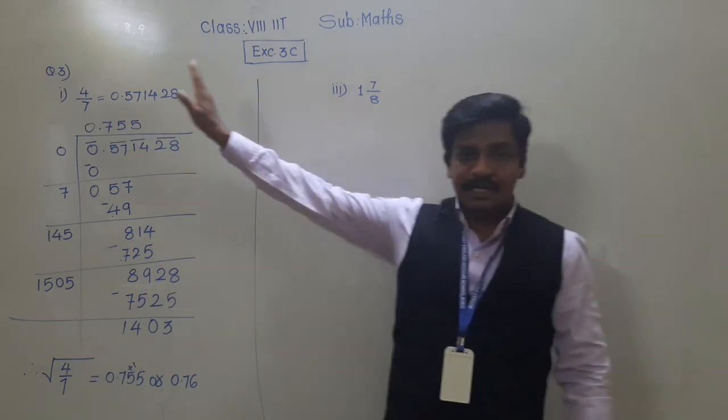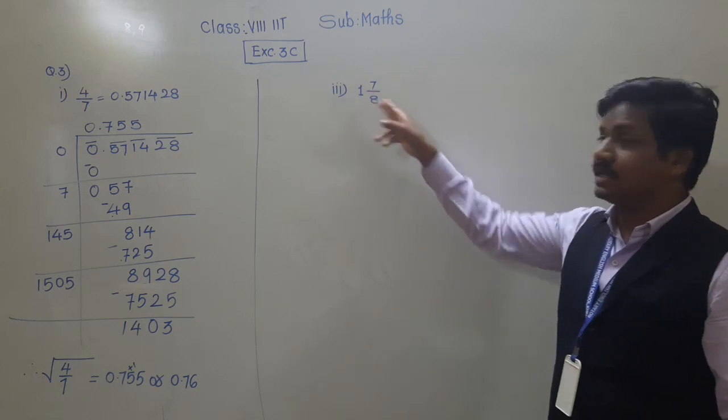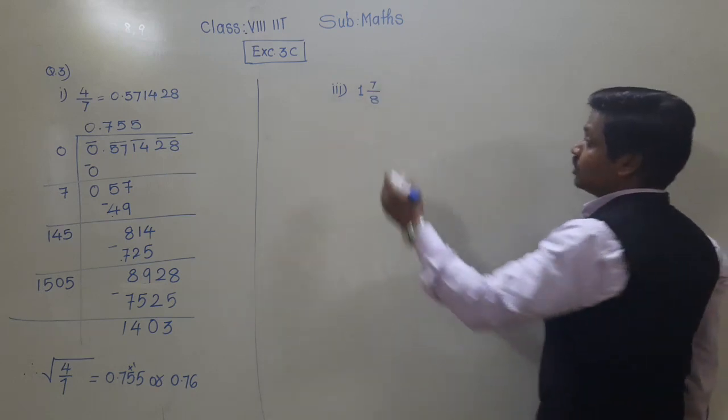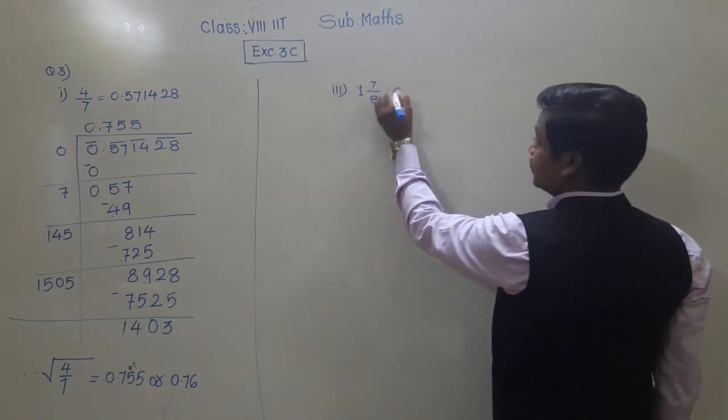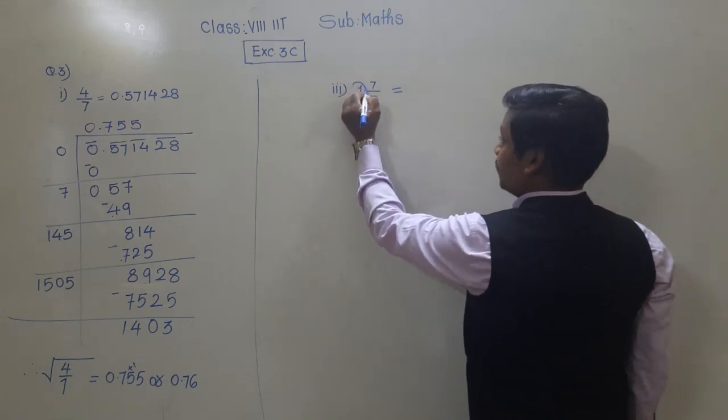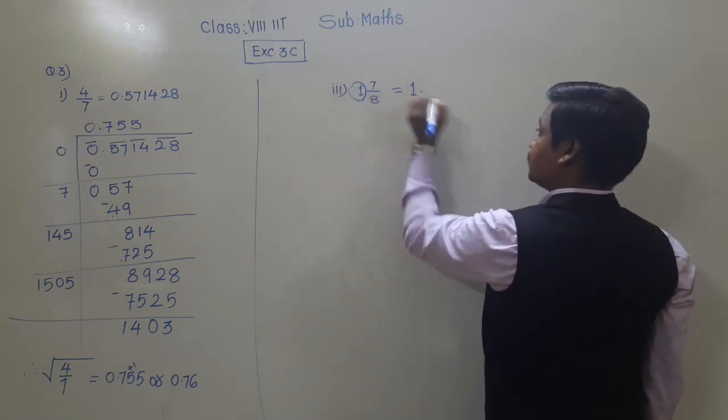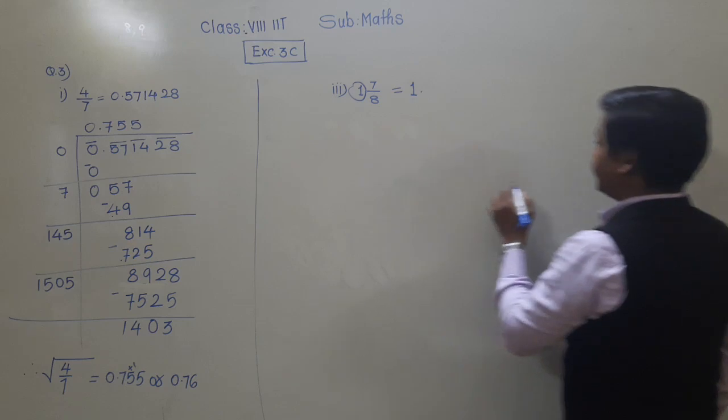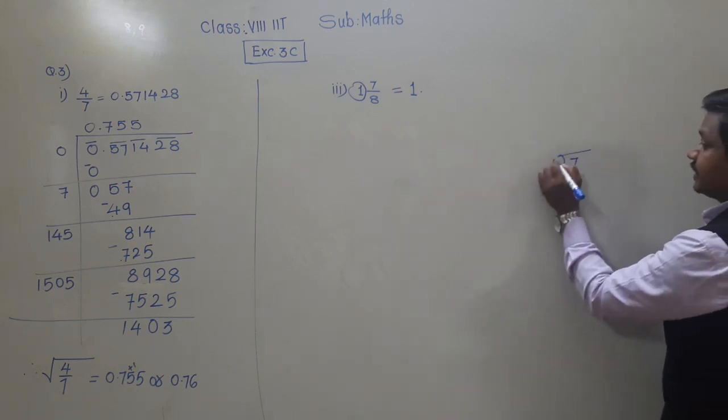Second one example is same like this. Third one example say it is mixed fraction. So what we are going to do here, this whole part will take as it is. 1 point, and 7 upon 8, it will divide 7 divided by 8.